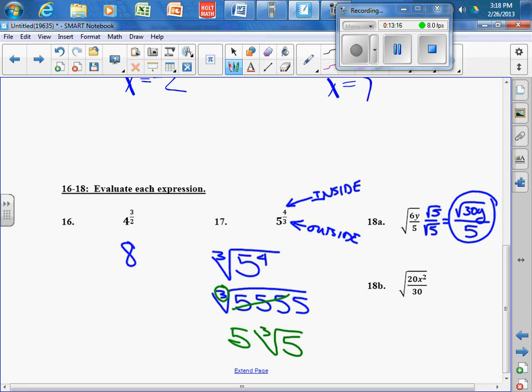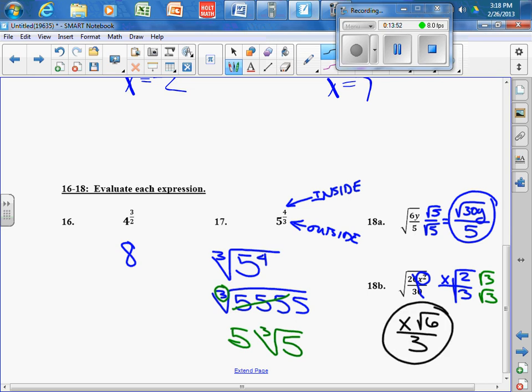And in number 18b, I see a couple of zeros that are going to cancel out, and I'm going to be able to take the square root of x squared. The square root of x squared is x, and I have radical 2 over 3. Rationalize the denominator. Radical 3 over 3, radical 3. And here's what I have in the numerator now. Just look at your numerator. What do we have? An x outside, radical 6 on the inside. What do you have in the denominator? 3. So you have x radical 6 over 3.